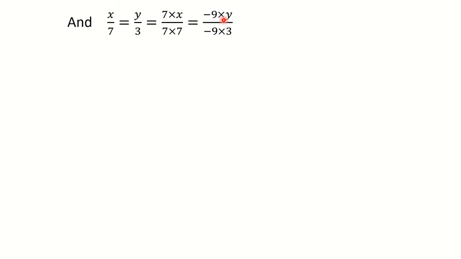So I am multiplying by minus 9 both the places. Minus 9 into y upon minus 9 into 3. Then write down the answer. Simply, 7 sevens are 49 and minus 9 into 3 is minus 27. So we got these ratios. Now the next step is to add these two.